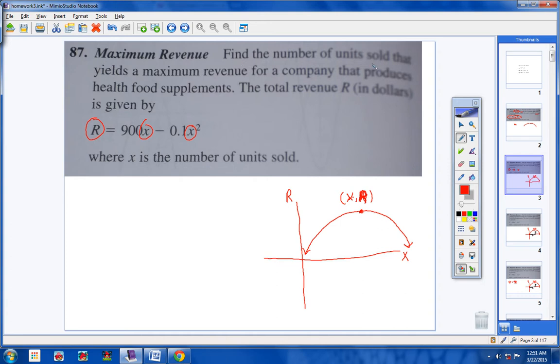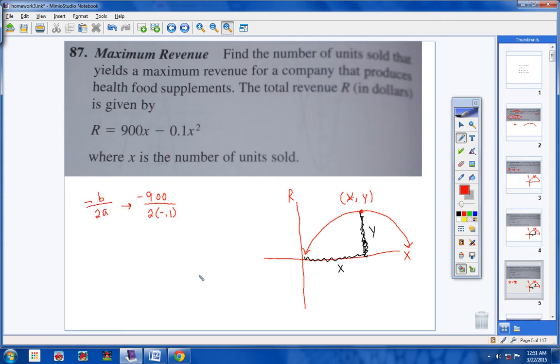Find the number of units sold that will yield a maximum revenue. So we're looking for X. We're looking for the units that will give us a maximum revenue. Well, the maximum revenue, like I said, is going to take place at the vertex, the highest point on the graph, okay? So with that in mind, if I go over this far, that's my X value, and up this far, that is my R value. Should have an R right there, not a Y. My R value, okay? So we know how to find the vertex, do we not?